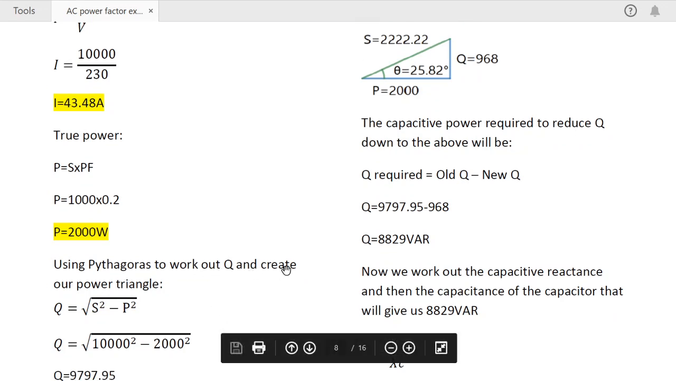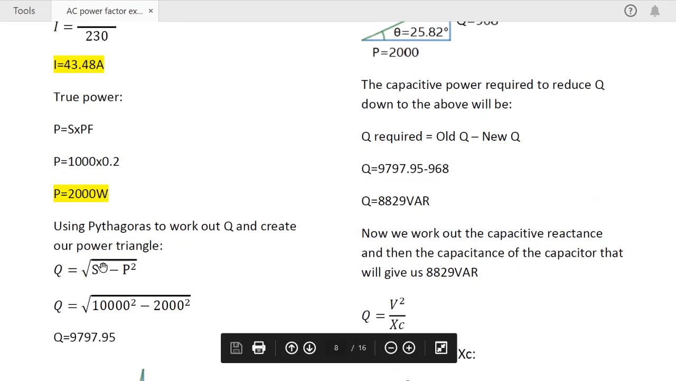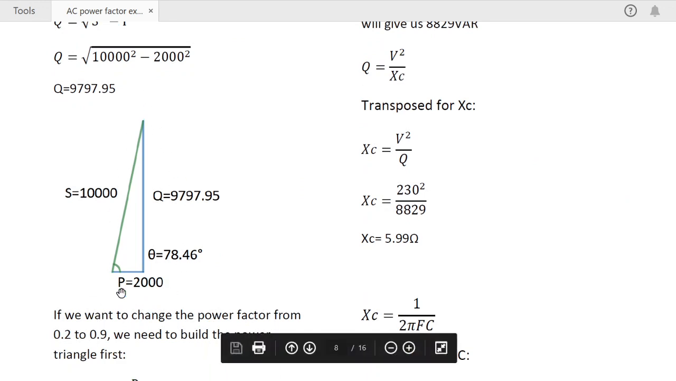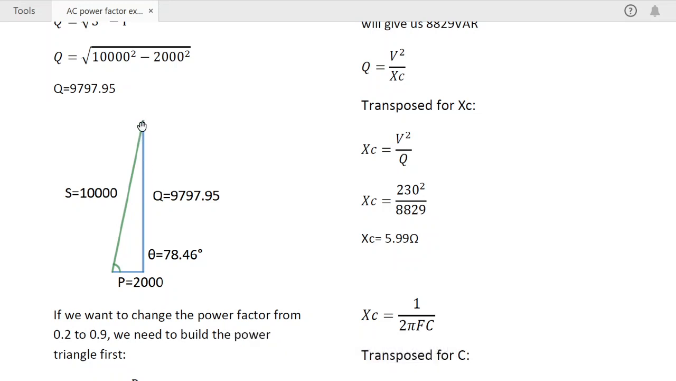We use Pythagoras to work out Q and then create our power triangle. Q equals the square root of S squared minus P squared, which gives us a Q value of 9,797.95, and here is our power triangle. Note how strange that looks because we have a very poor power factor. Our power factor is 0.2, so that angle is going to be massive at 78 degrees, and we have a very high value of Q compared to our value of P. We also have a very high value of S compared to our value of P. So we're only using 2,000 watts. We're only getting 2,000 watts of value, but we're paying for 10,000. So that's really bad. We need to fix that.